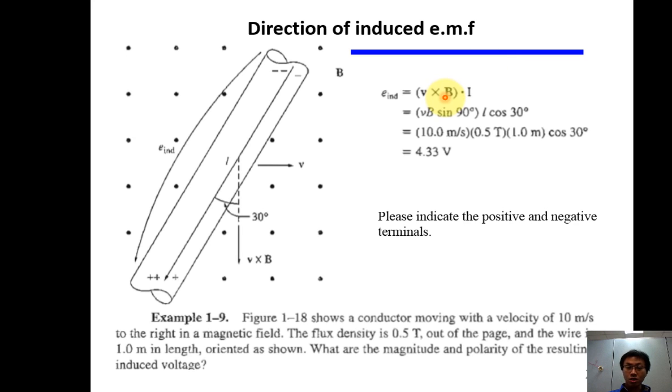Then we put it into the equation. Then we found that it is 4.33 volts. So please indicate the positive and negative terminal. So we will know that this is the positive terminal, and this is the negative terminal.